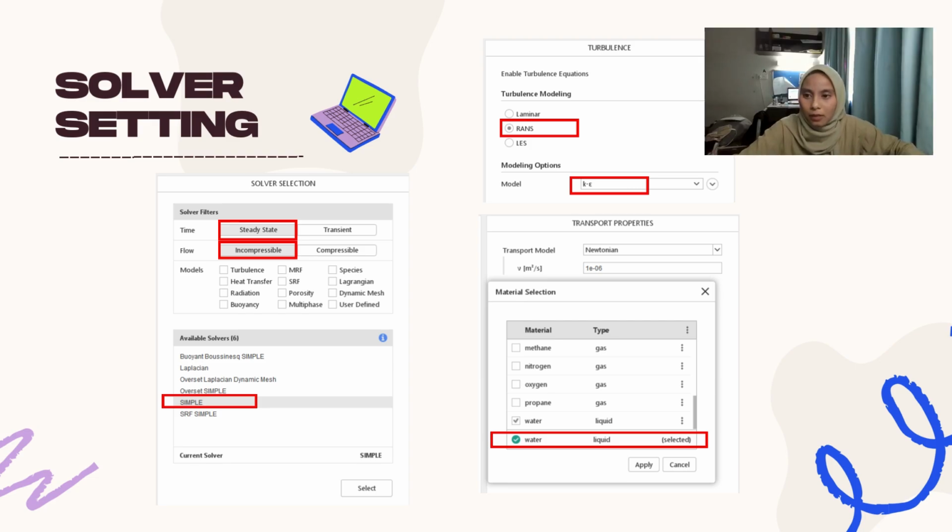Next, in the setup panel, the steady state option was chosen as the flow through the nozzle is constant over time. The flow was set to incompressible since water velocity and pressure condition do not significantly affect its density. Also, in the turbulent panel, RANS modeling was chosen.